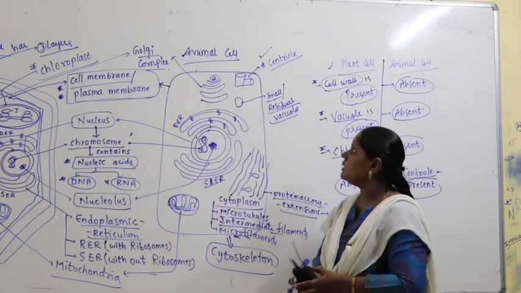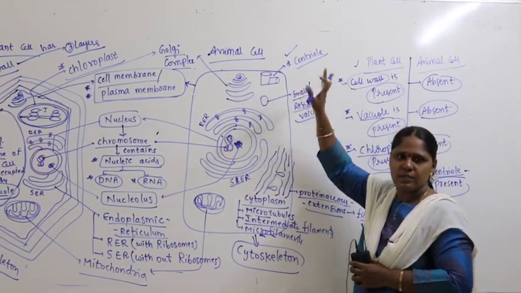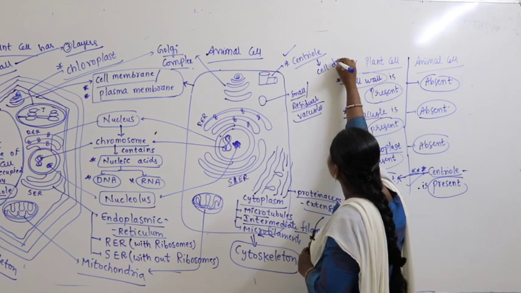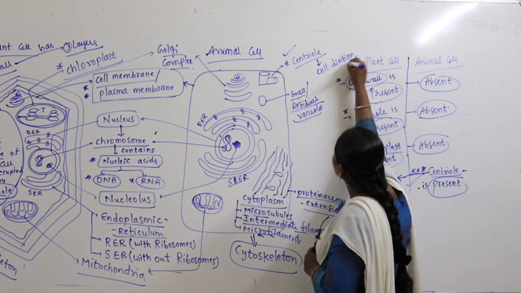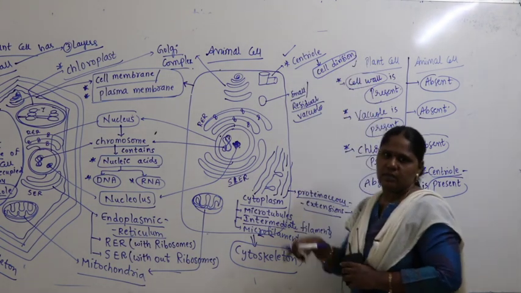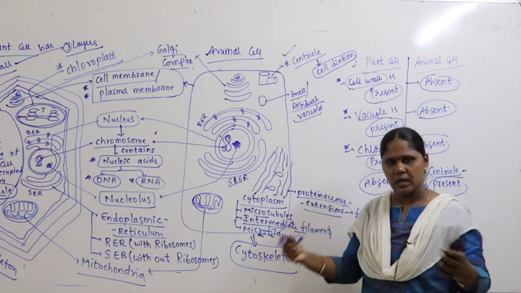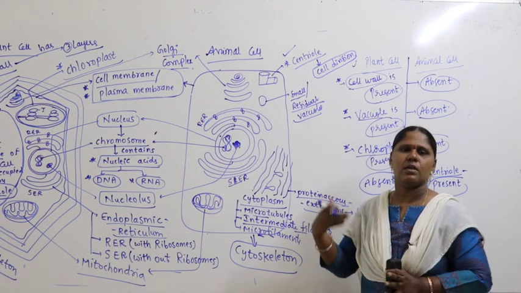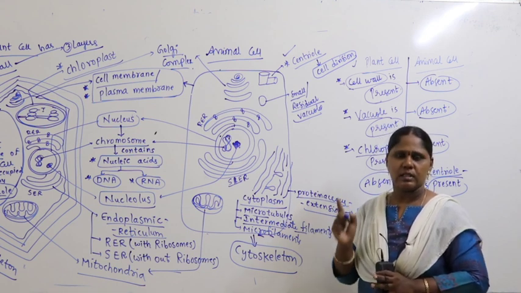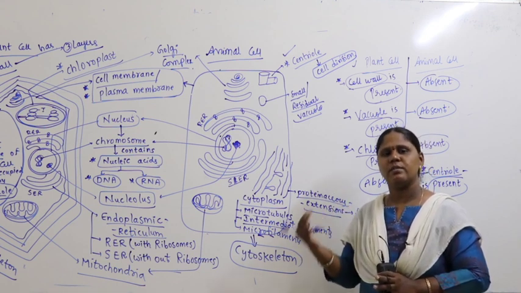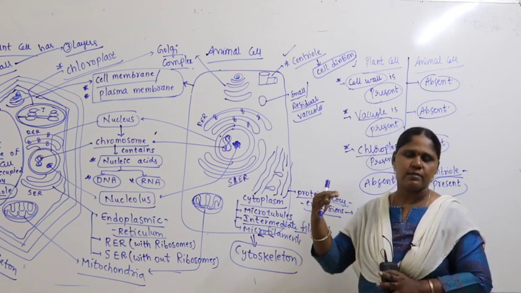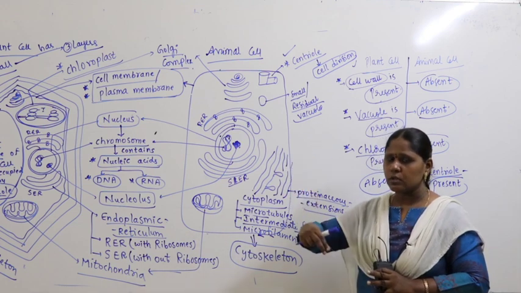Then, what is the importance of centriole? Centriole plays a very important role in cell division. At the time of division of a cell into two, in the growth mechanism, cells keep on dividing. One cell divides to become two cells, which divide and form four cells, which divide and form eight cells. The number of cells increases, so growth takes place.